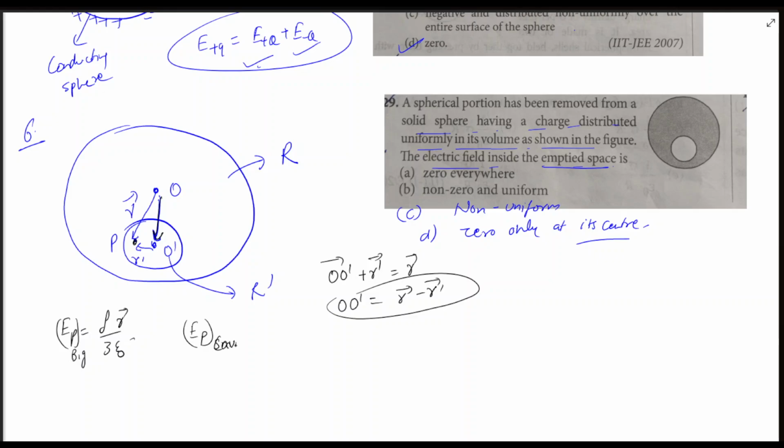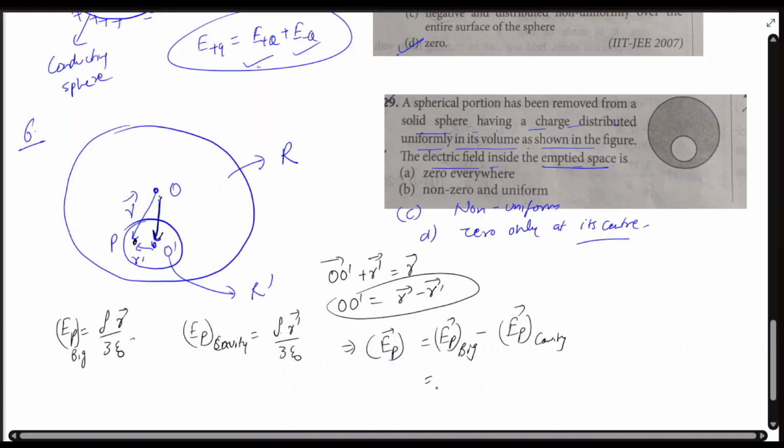So I just write, due to cavity it was rho. The density will be the same, right? r dash divided by 3 epsilon naught. Now, as this cavity is removed, from this big sphere we need to remove this. So the net electric field at point P will be E_P due to the big sphere minus the electric field at P due to the cavity, the sphere which was present in the cavity.